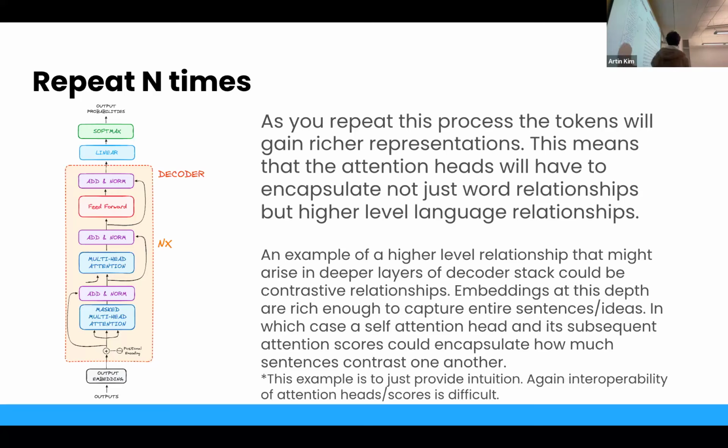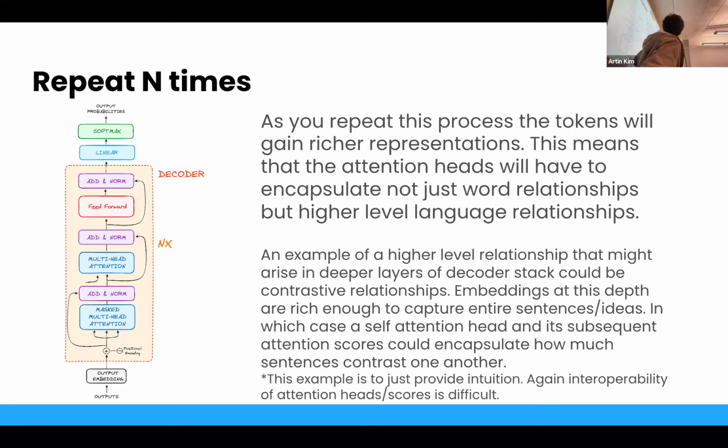So maybe these vectors at this point aren't just representing words, like how we have the semantic meaning, they're representing entire ideas. And the attention heads are not capturing just word relationships, but they could be capturing how contrastive this idea vector or sentence vector is to each other. Again, we don't know how it's really doing it, but this is a little bit of intuition of how it's building a higher level feature of all of these words. Yes, and you just keep stacking this. So that's the stacking part.